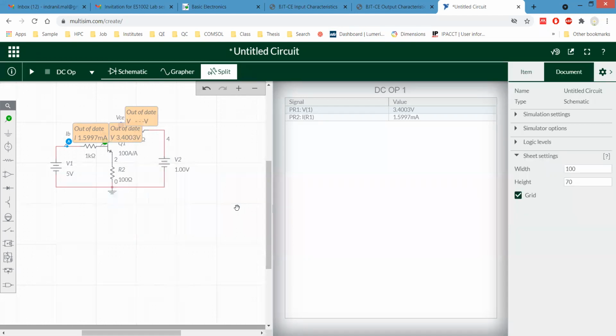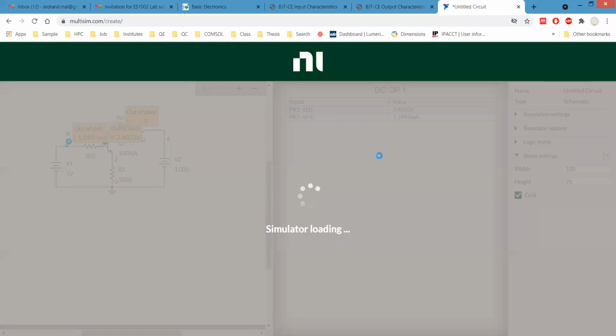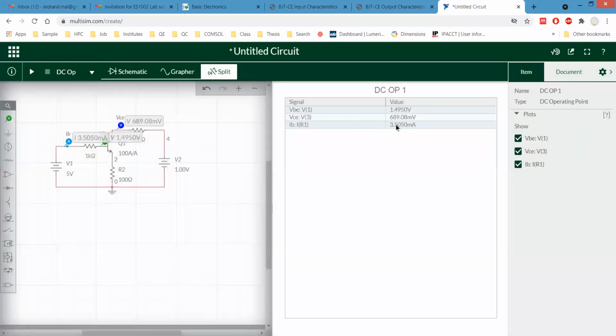So who will take this data? Please, anyone note it. Sir, I will. Okay, please note down that your VCE value is 1 volt. No, we have applied 1 volt. Let's see. Yeah, I'll tell you. So our VCE is approximately 0.689 volt.